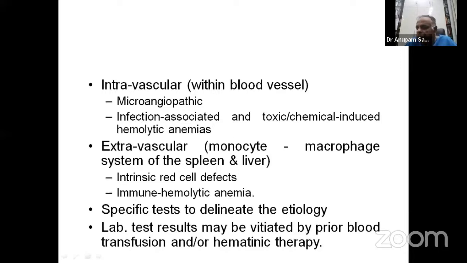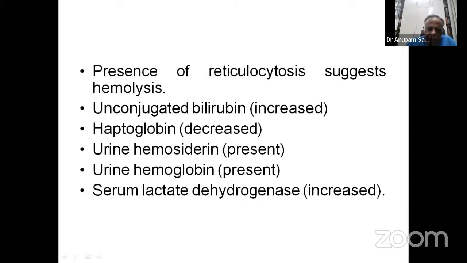Now, remember that we have always been taught that once a transfusion is given in a patient of thalassemia major, your HbF goes down and it may be difficult to make a diagnosis. And even after 2 or 3 months, the HbF levels never come up to the level at which they were prior to transfusion. Now, presence of reticulocytosis suggests hemolysis.